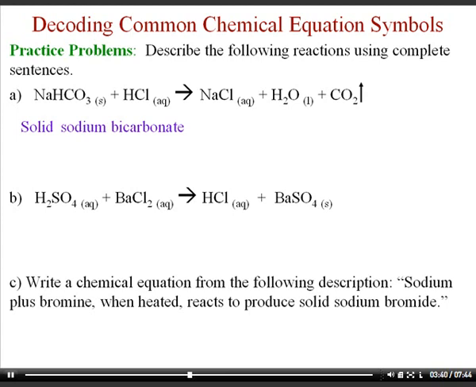Now the next symbol that we see is the plus sign, so we just write the word plus because we're just going to write a sentence describing this reaction. So we have solid sodium bicarbonate plus HCl, which is (aq).